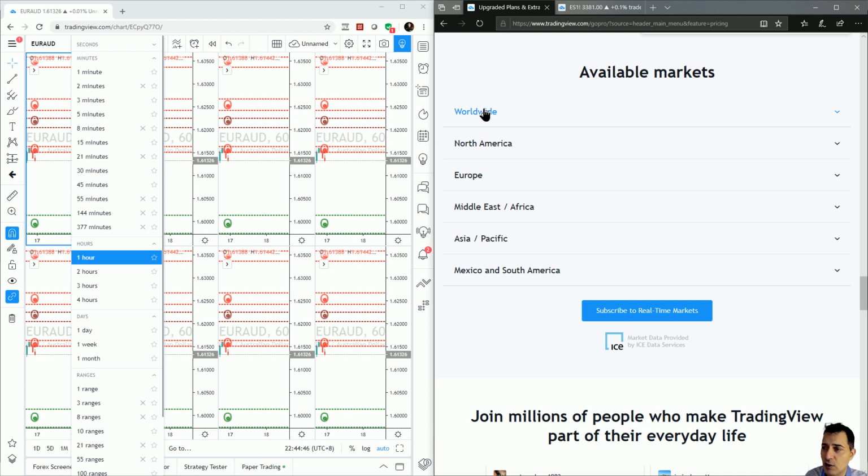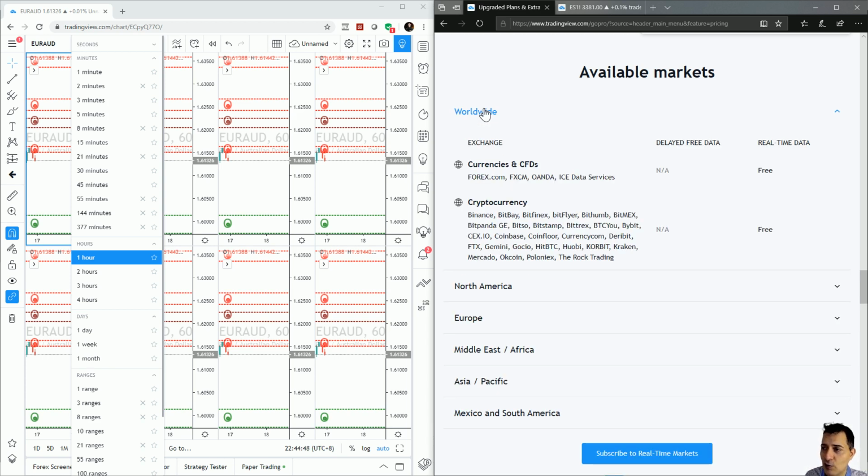Worldwide markets. So what are the worldwide markets? Well, another way to say worldwide markets is decentralized. So what is decentralized? The currencies, the CFDs, the cryptos, those are decentralized products. And notice that they are all free and real time. So you don't need to do anything. Automatically all those markets are free for you to chart and to use no matter the time frame. So that's good news.